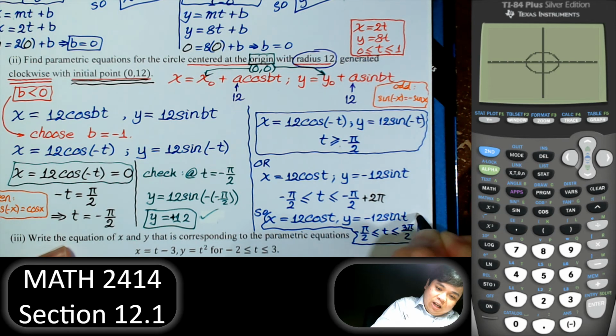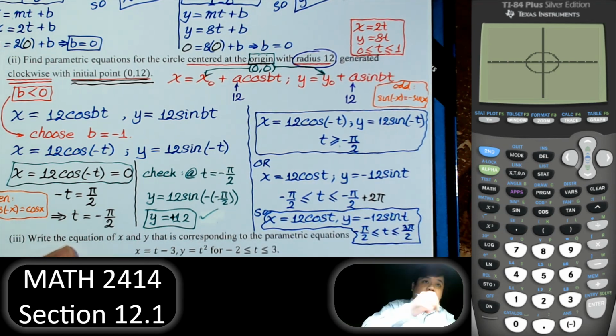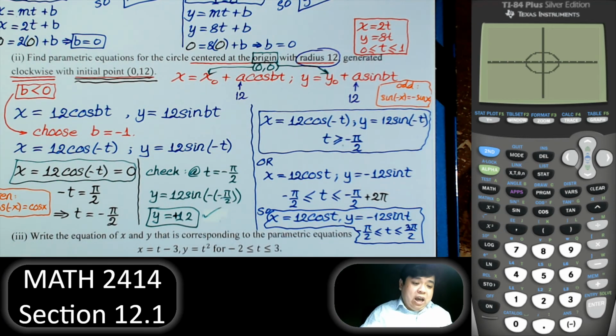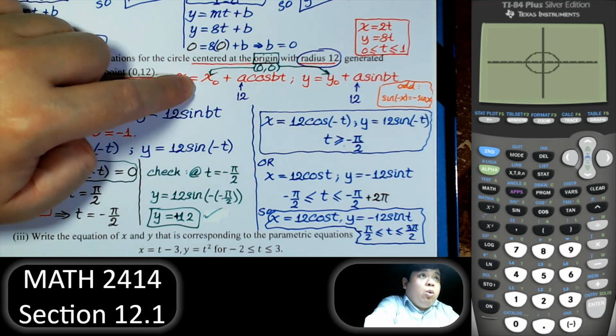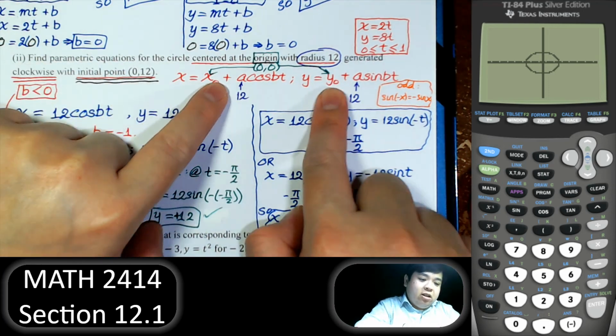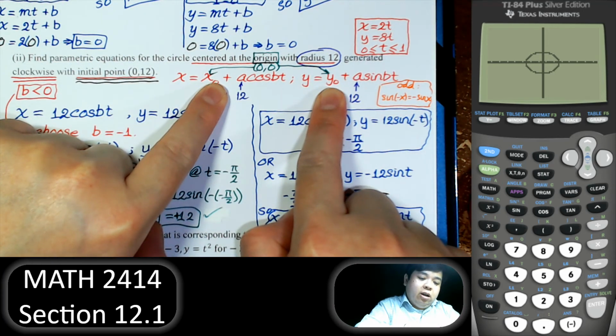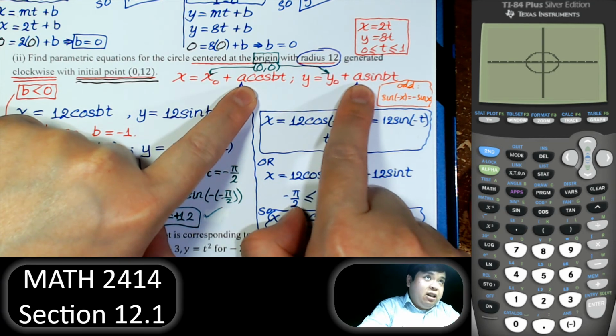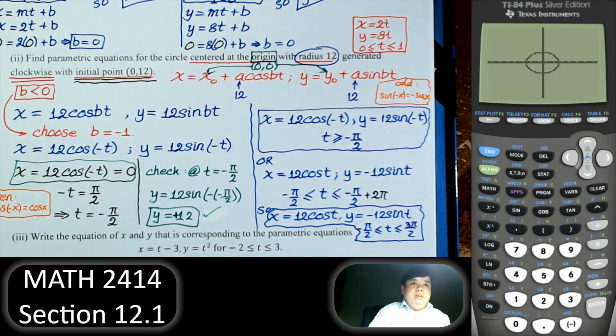Yeah, so that is the answer for one complete revolution. To recap, we start with the center, the radius A, and then we determine B. If B is positive, it goes counterclockwise. If B is negative, clockwise. And we don't know how fast it goes.